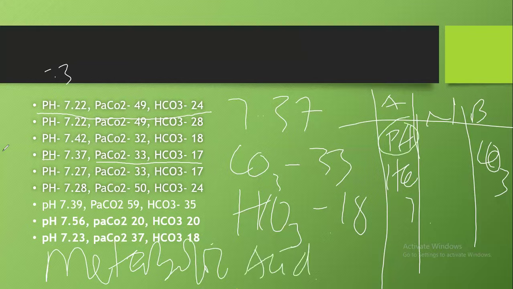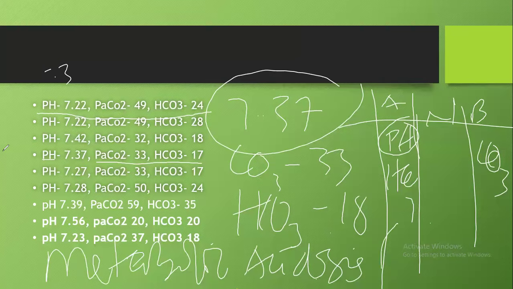Acid, so acidosis. Fully compensated. Why? Because the pH is within the normal range. Within the normal range, yes. So fully compensated.